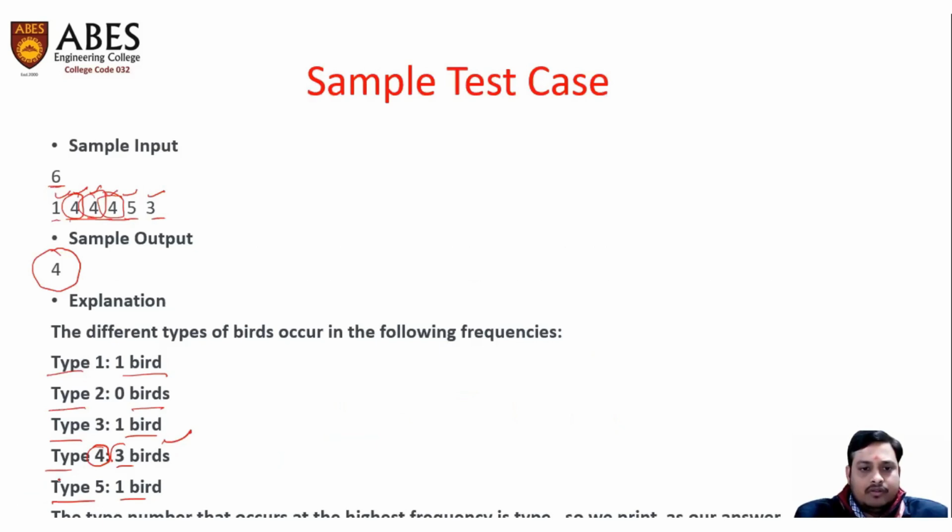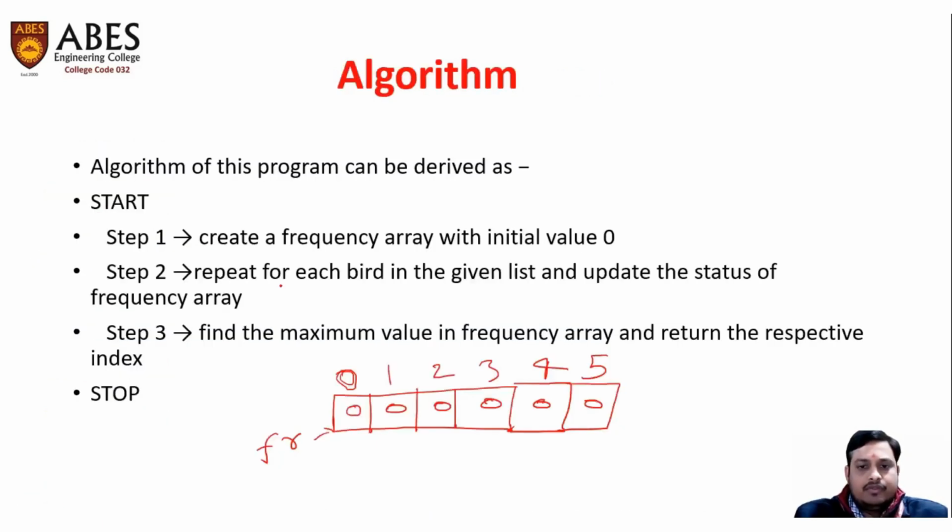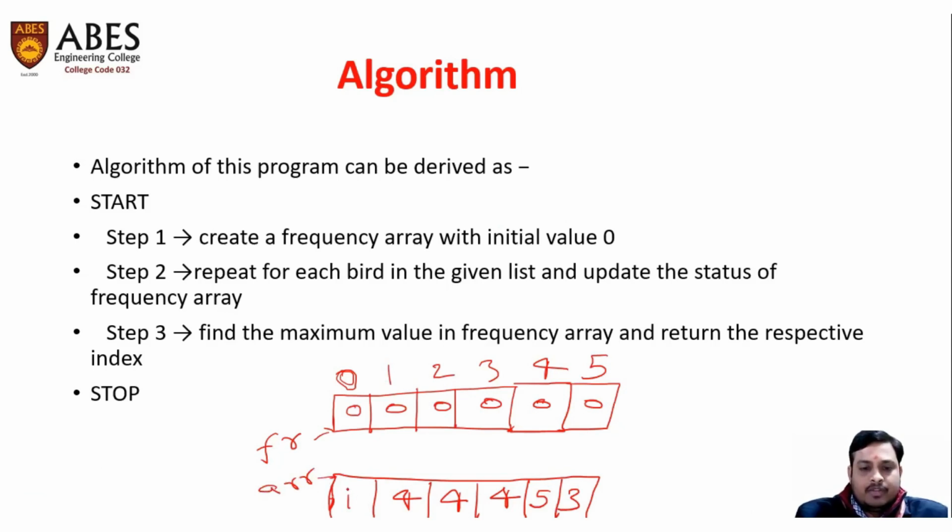So we'll first create that 1 4 4 4 5 3. This is the original array that is given, representing the birds sighted. Okay, so what we'll do, we'll start encountering one by one.